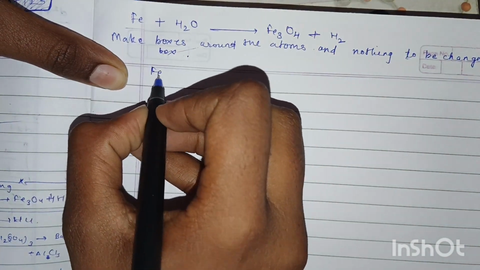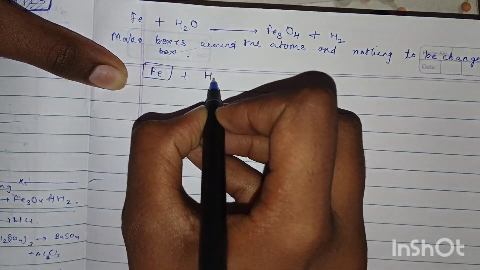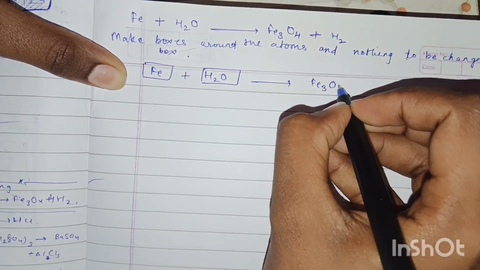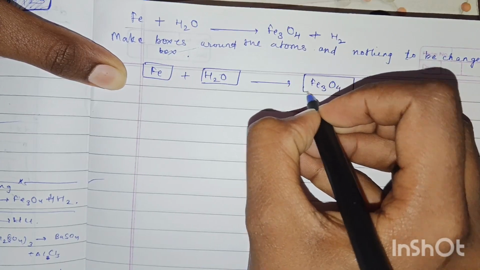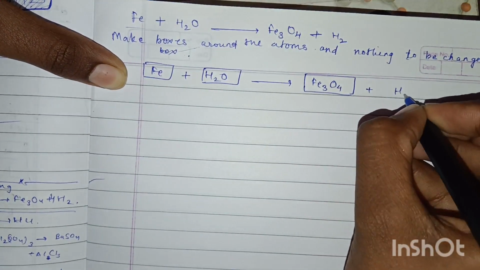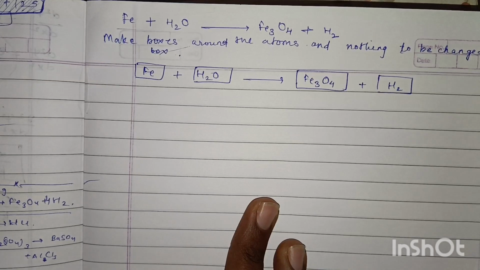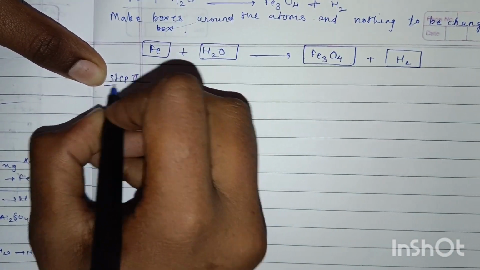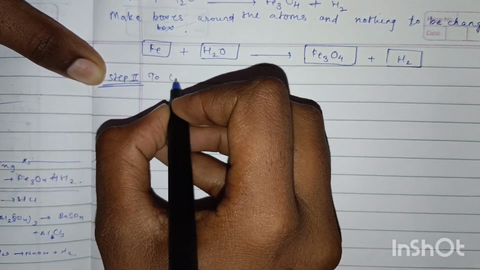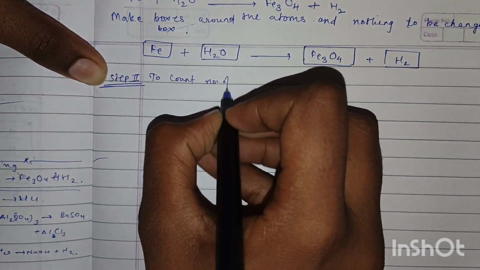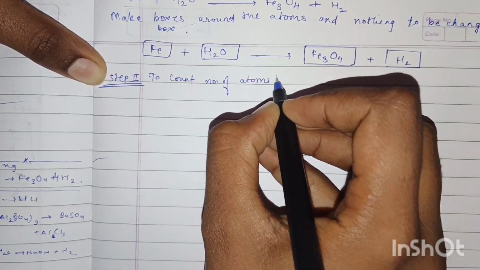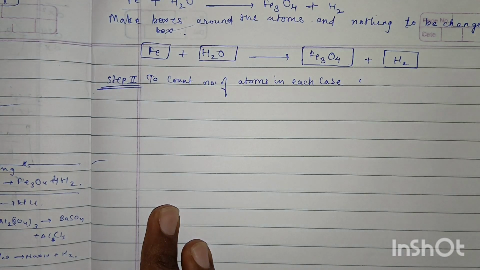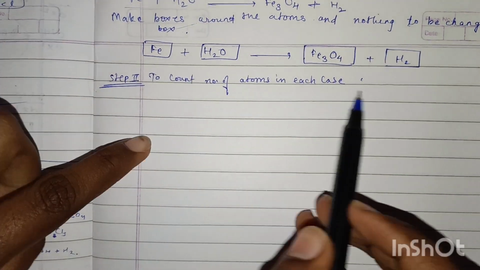Okay, so Fe plus H2O gives Fe3O4 plus H2. Okay, now let's make the table. Step 2 is to count. We have to count the number of atoms in each case. Okay, number of atoms in each case.